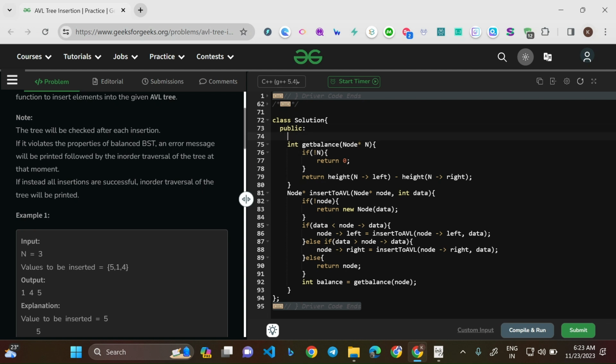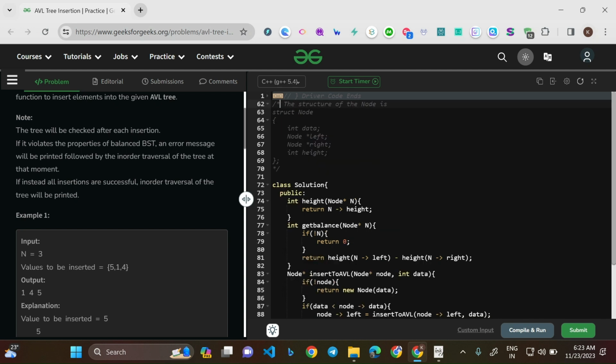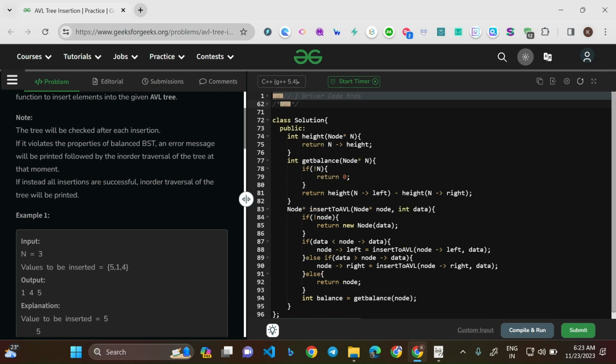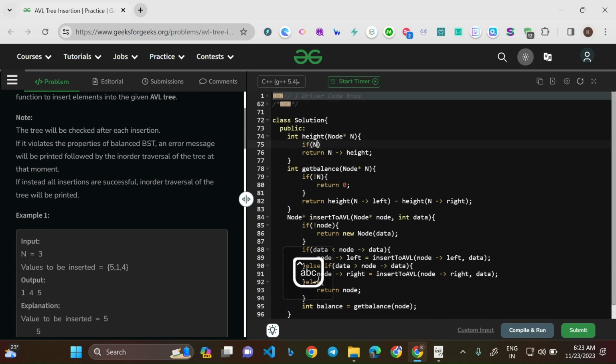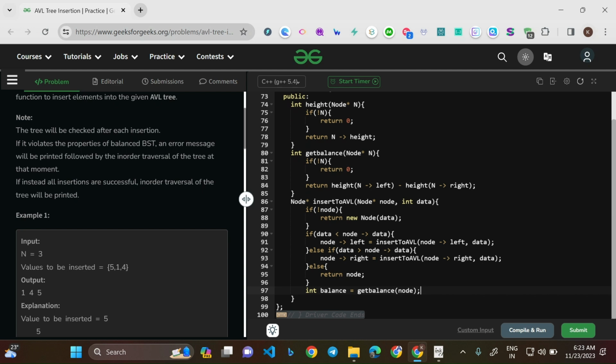And what is the height? We also need to write the height function, right? So int height of node n. What is the height? Return n height. If you see the structure that has been defined, you have the variable height already in the structure of the node, so you can just return it. And if the node is not defined, if not n, then return 0. I hope you people understood. So this is how we'll be getting the balance of the particular node.